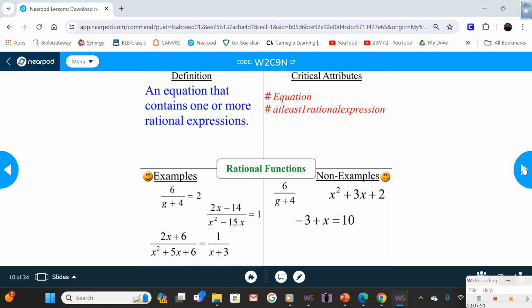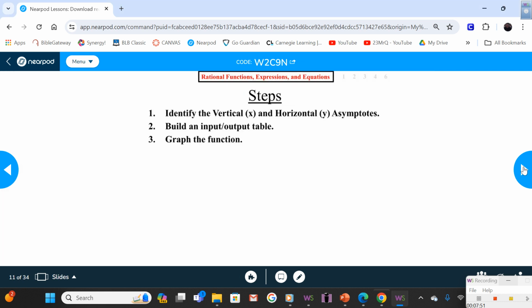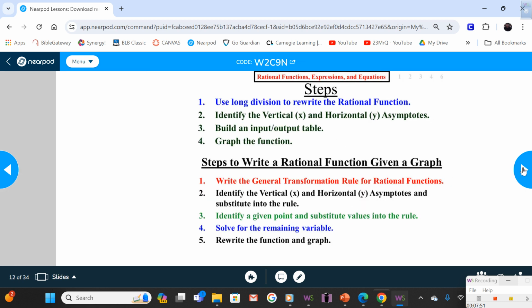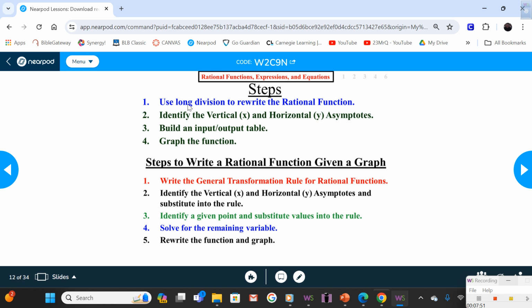So, from there, we went to steps to graph. What were they? Identify the vertical and horizontal asymptotes. From there, we build an input-output table, and we graph. Remember those, yes? However, right there, we moved on to the ones that needed long division, and then we moved on to writing an equation from the graph. So by now, everybody should be unstoppable on these, yes? Pretty good, right?